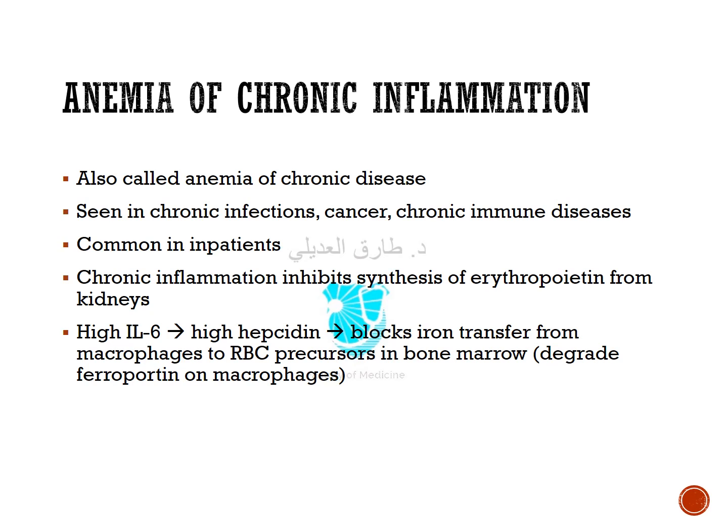So the iron will stay in the macrophages, and as a result the RBCs become deficient in iron, so it will end up like iron deficiency anemia. So hepcidin is increased secondary to inflammation. It will inhibit the synthesis of erythropoietin and also inhibit the uptake of iron by the RBCs.